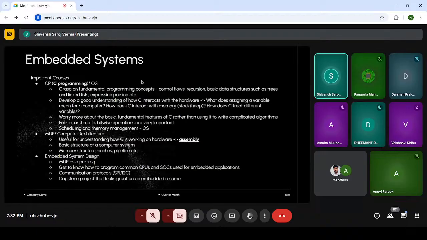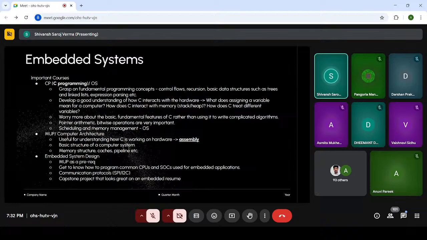This is Masvia. Also, I'll go over a few pointers for applying for an embedded SIP. Again, I'm not working in embedded systems, but I did prepare for an embedded SIP, and I've listed down some pointers for you guys. So you can go through them.